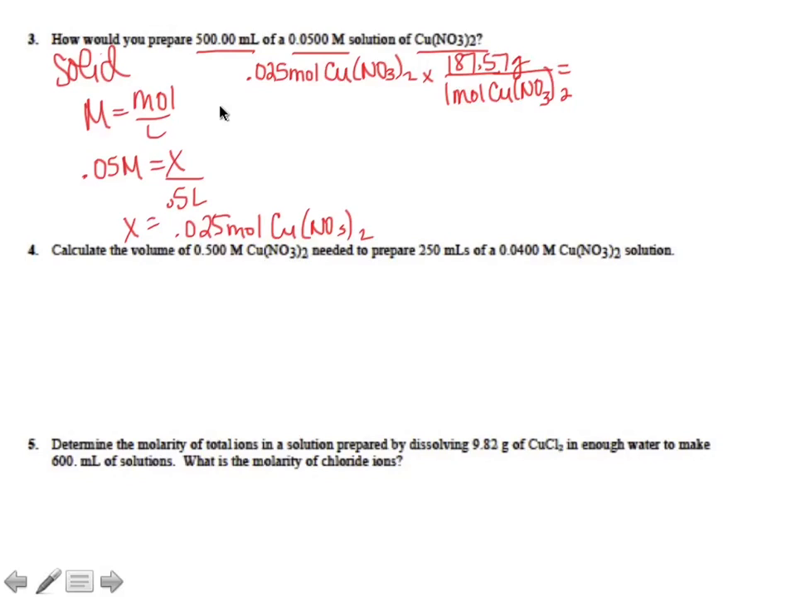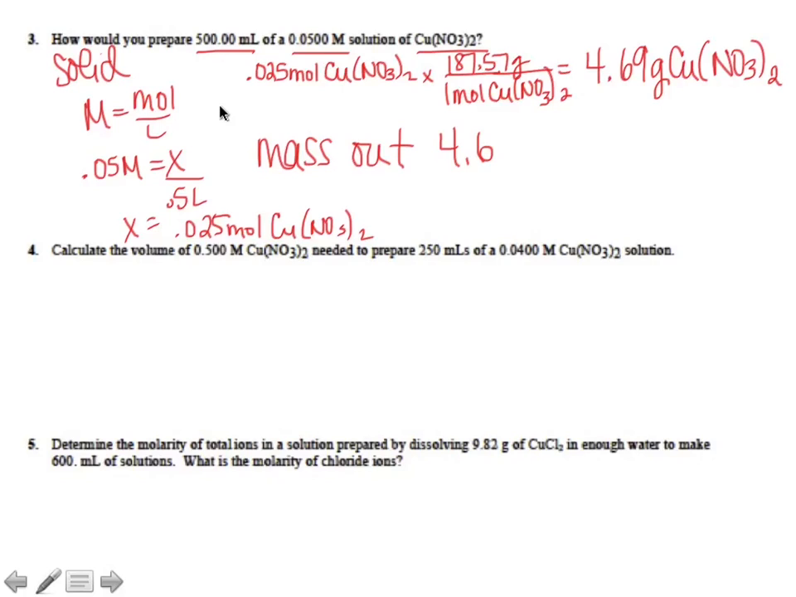4.69? Is that what you got, Kidron? Okay. 4.69 grams of copper 2 nitrate. All right, so we know we need 4.69 grams of copper 2 nitrate. So the first thing we need to do is we need to mass. So use technical terms, mass out 4.69 grams.